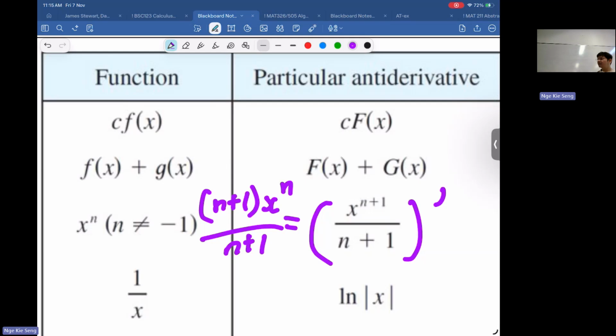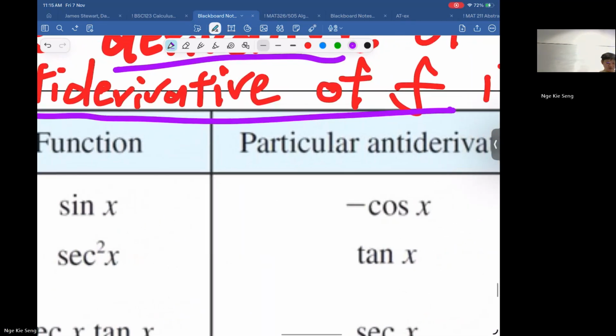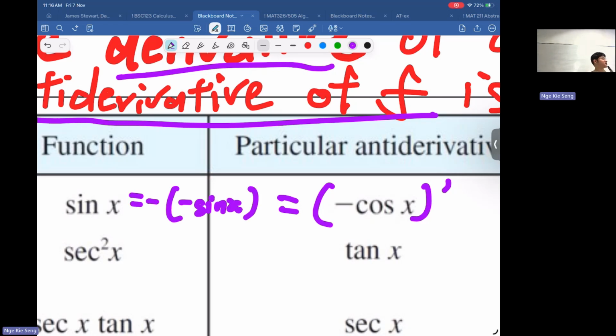So similarly, for all the rest, look at this. What's the antiderivative of sine x? Okay, it's negative cos x. Why? Because if you differentiate negative cos x, what do you get? Negative of negative sine x, which is sine x. Okay, make sense?